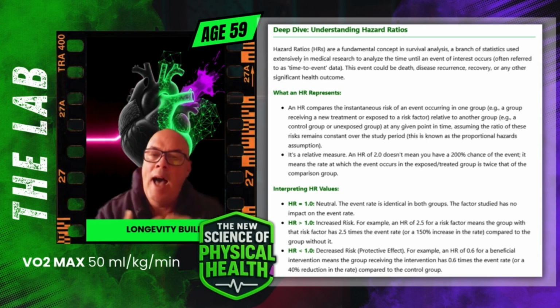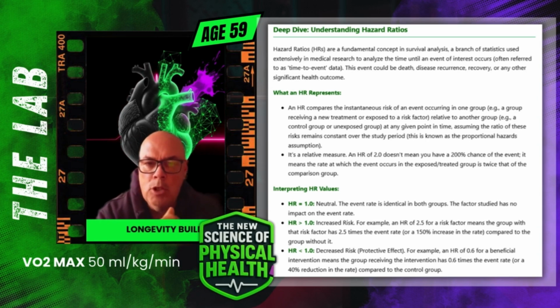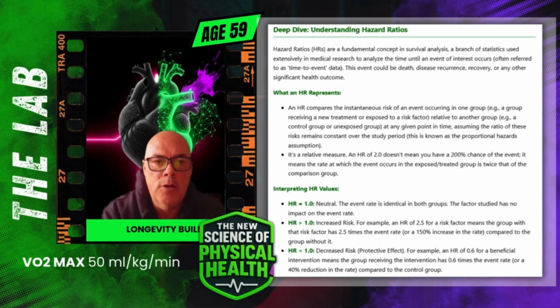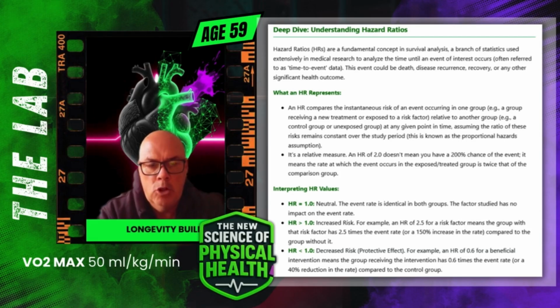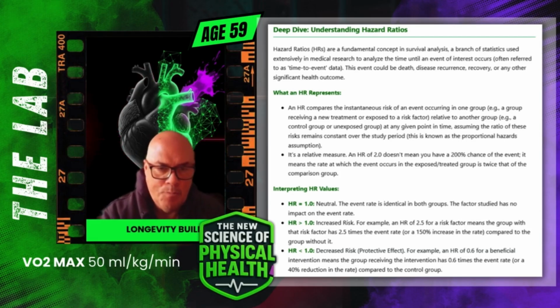So what does a hazard ratio (HR) represent? It's the instantaneous risk of an event occurring in one group relative to another group, or a control group, at any given point in time.